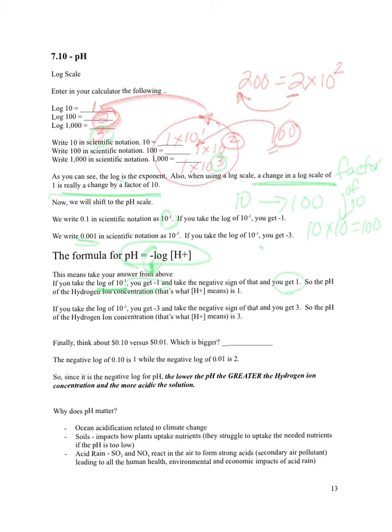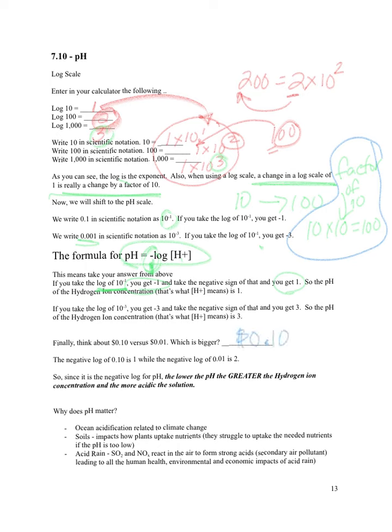And again, this big idea, it's this factor of 10 difference, okay? So with the pH scale, things are changing by this factor of 10. So let's go ahead and look here. It says, finally, think about 10 cents versus a penny. Which is bigger? Well, 10 cents is bigger, okay?